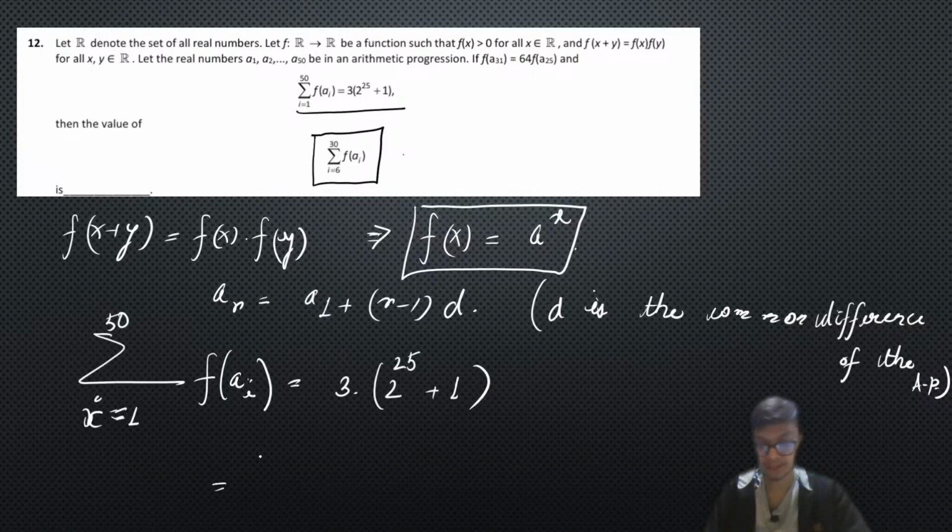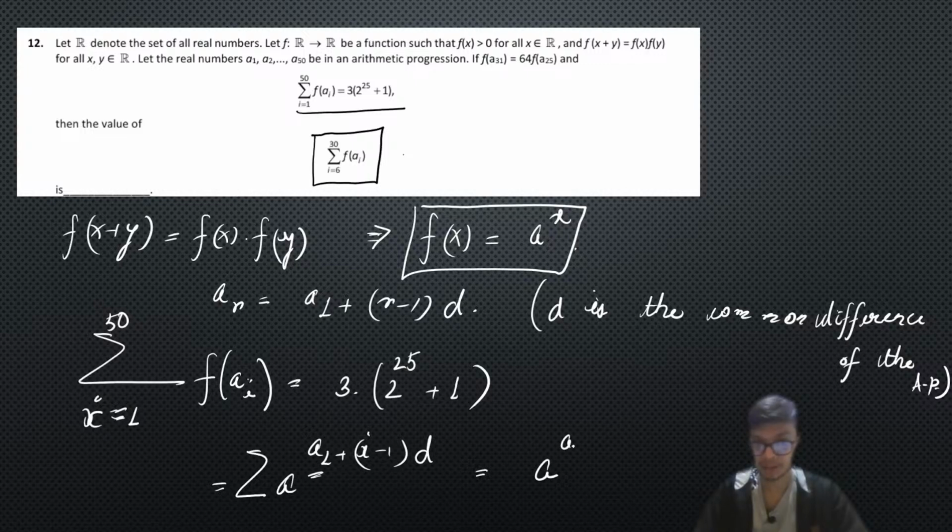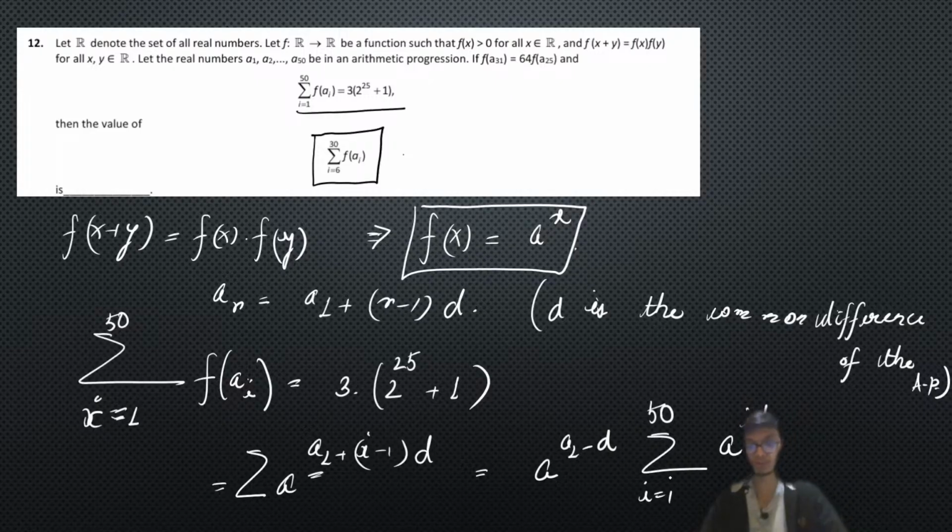Therefore, this I can write as a to the power of ai, which I can write as a1 plus (i minus 1) times d, and summation of it. Now a to the power a1 should be a constant number, so it will come out. So a to the power (a1 minus d) will come out, and the summation will be a to the power i times d, where i goes from 1 to 50.